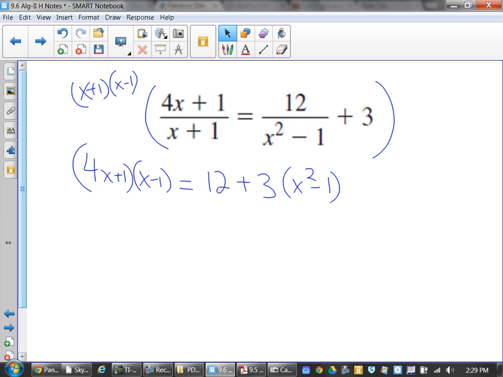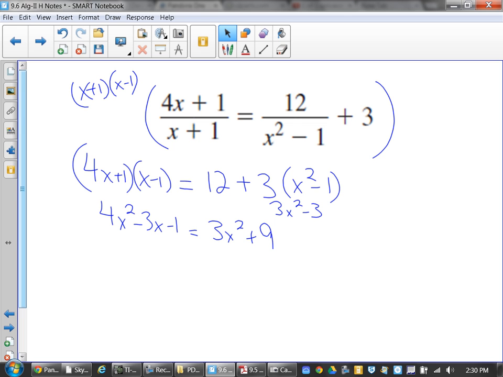So now you wind up distributing, combining like terms on both sides of the equation. We get 4x squared minus 4x plus x, so it's minus 3x minus 1 is, well, this is 3x squared minus 3, so it's 3x squared plus 9. Are we okay on that?